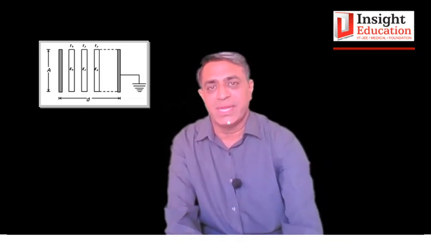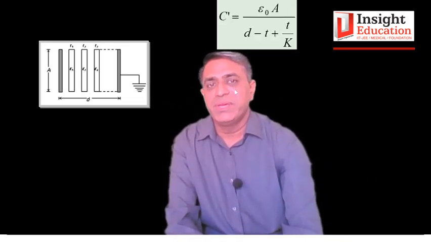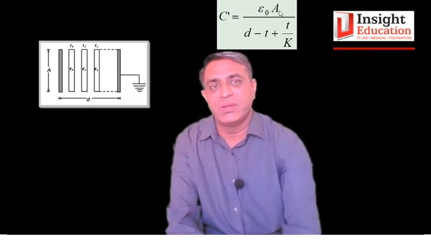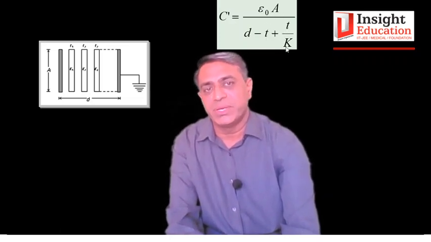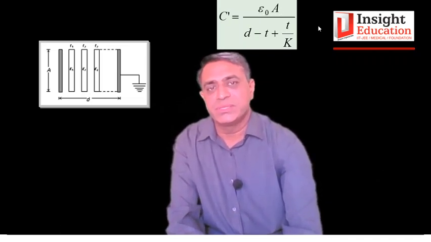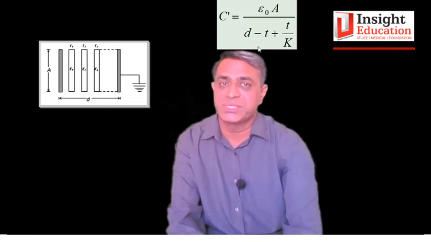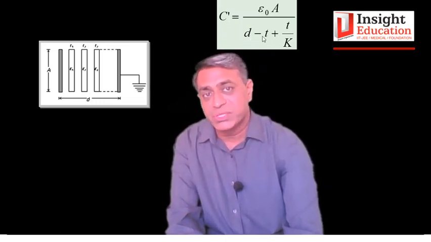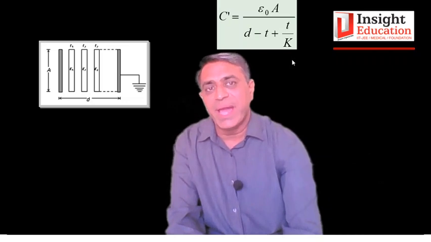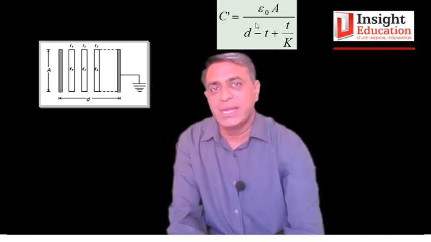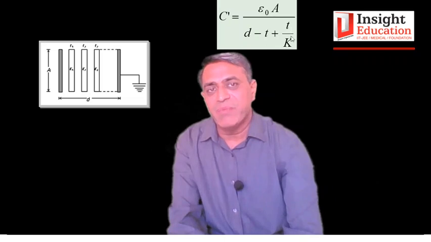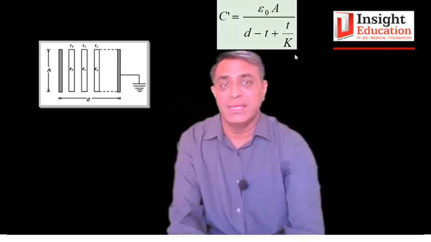But now, without considering the theory, we can directly use the relation by using a technique. Suppose we have already derived the relation C' is equal to epsilon 0 A upon d minus t plus t by k. In this equation, epsilon 0 and A are both the same. These terms are related to effective distance. Now you can see d minus t and, second, t by k. d minus t is related to free space and t by k is related to the dielectric material.